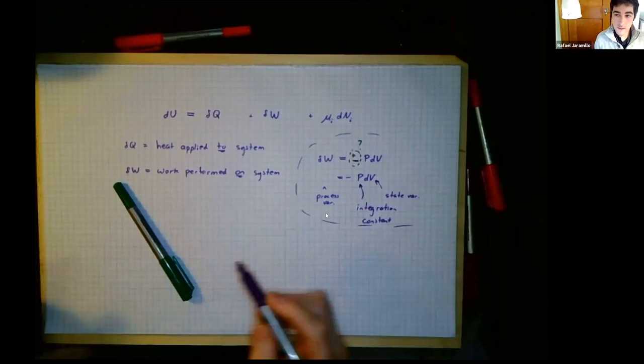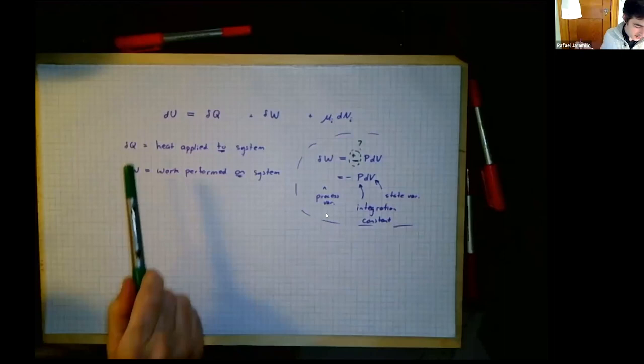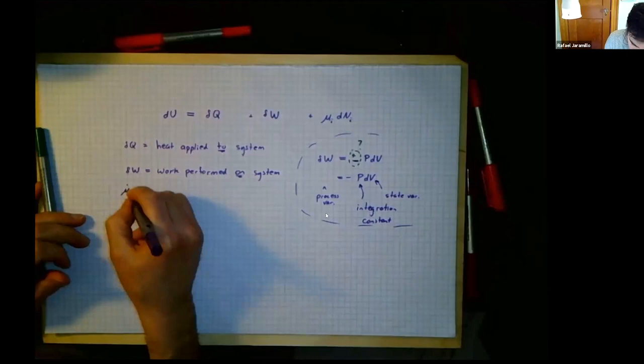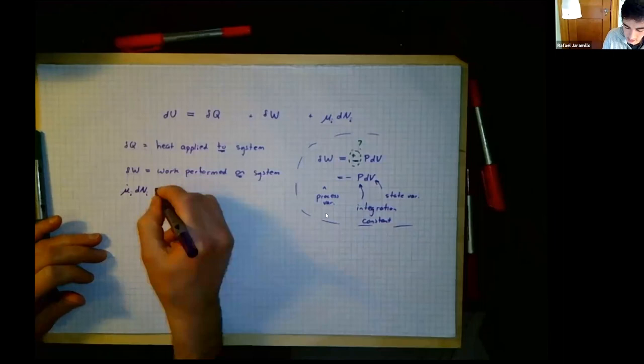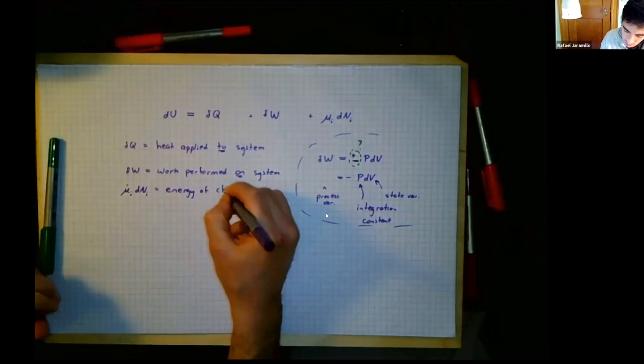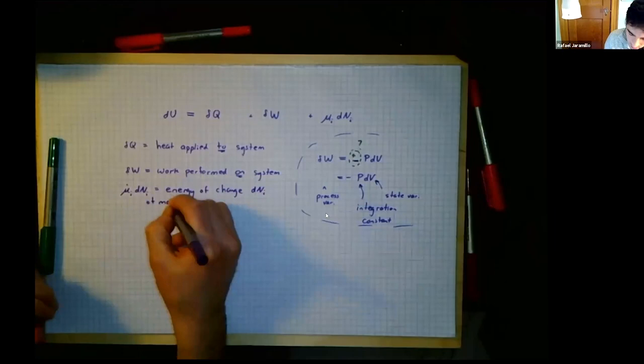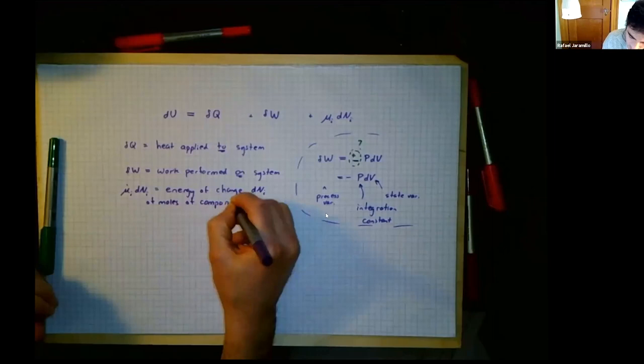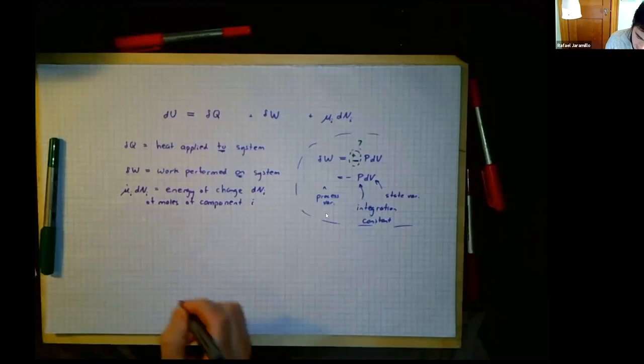All right, so dQ, dW, and the sum of mu_i dn_i, where dn_i is the change in moles of component i, and i has to run over all the different components of the system. So n_i equals number of moles of component i.